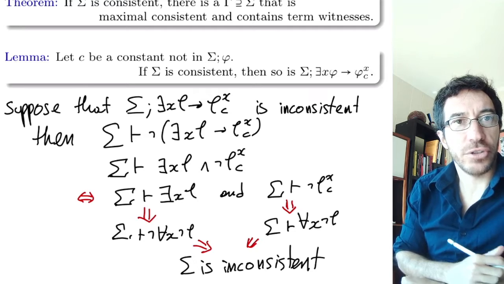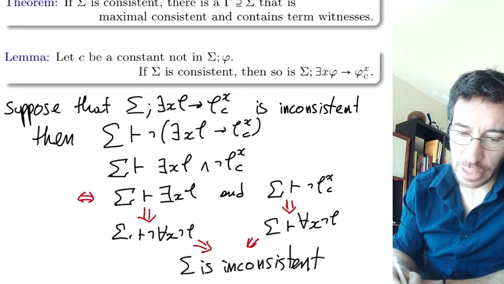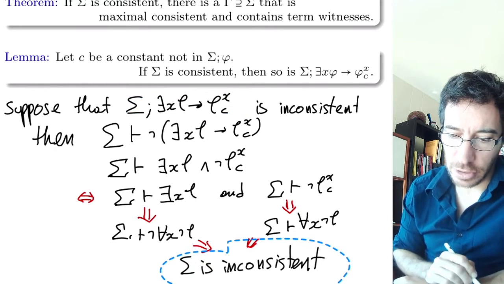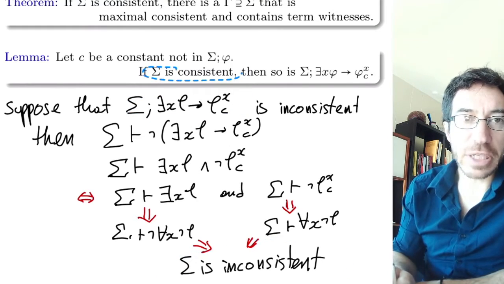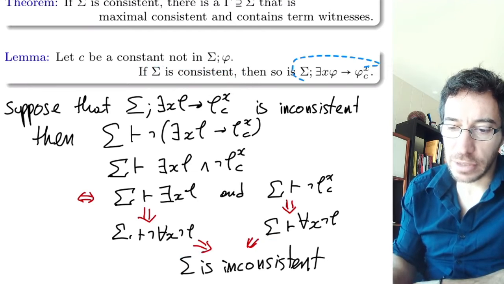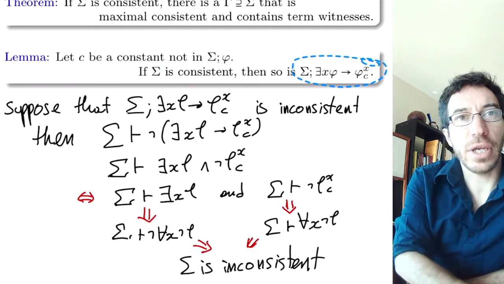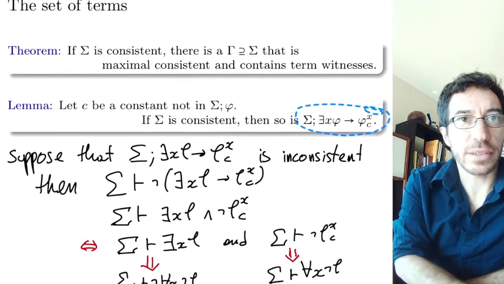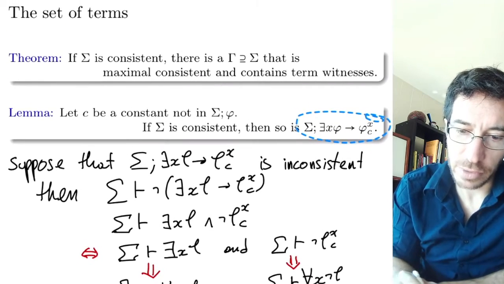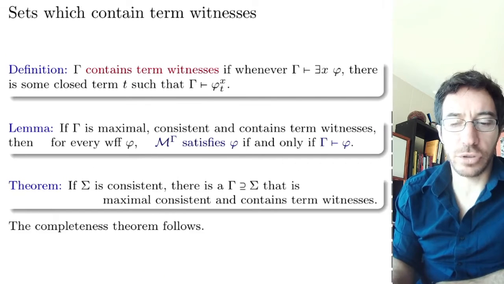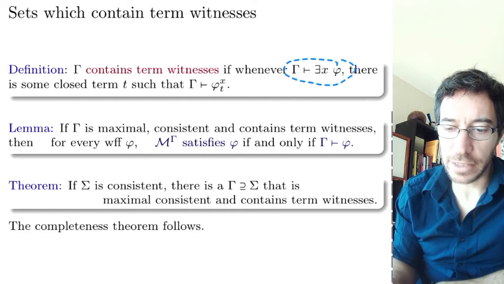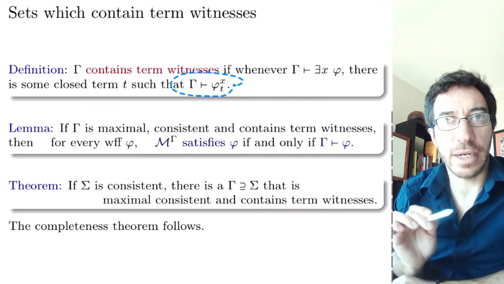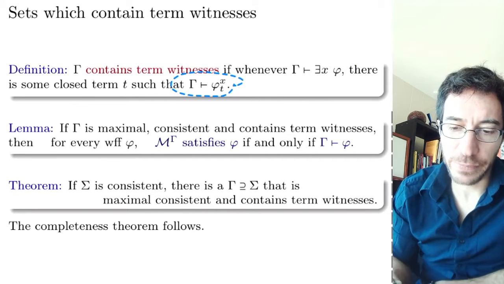So we started both from the assumption that this was inconsistent, and we got that this was inconsistent. Therefore, if sigma is consistent, then so is this guy. Okay, and that's getting closer to what we want about containing witnesses. Let's remind ourselves what containing witnesses means. Containing witnesses says that if you prove that exists x phi, then there exists a term such that you prove phi with x replaced by the term.